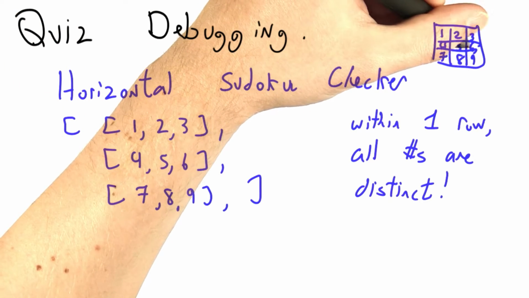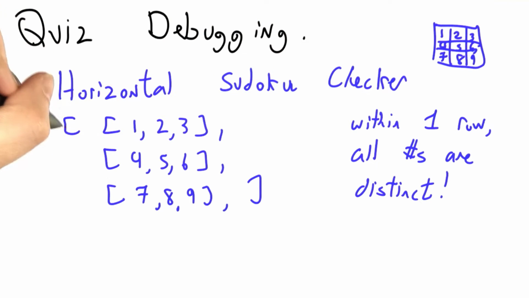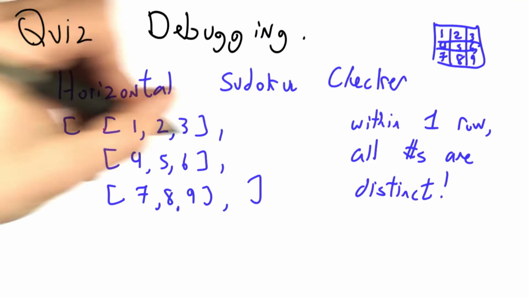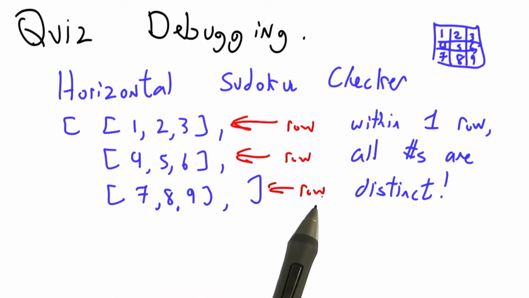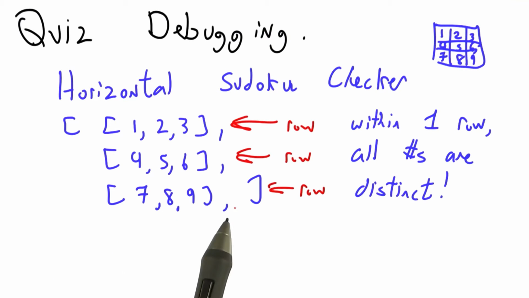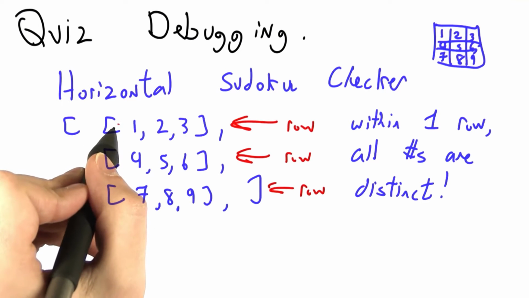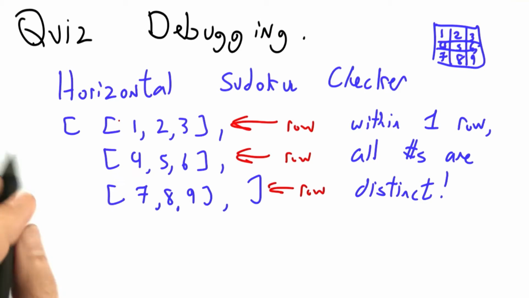People would normally write out these almost tic-tac-toe-like boards. We will represent that as a list of lists. So our first row is the list 1, 2, 3. Our next row is the list 4, 5, 6, and our last row is the list 7, 8, 9. And what I want to do is just check that horizontally all the numbers are different.